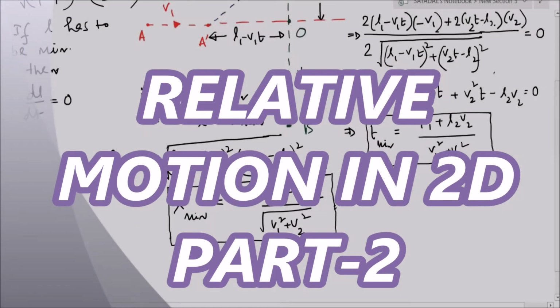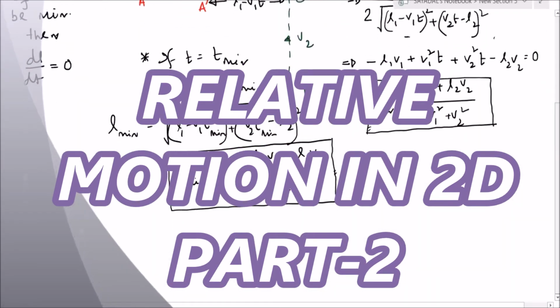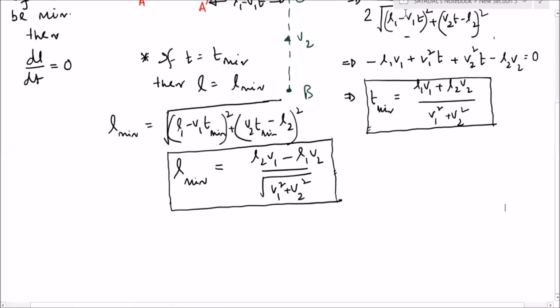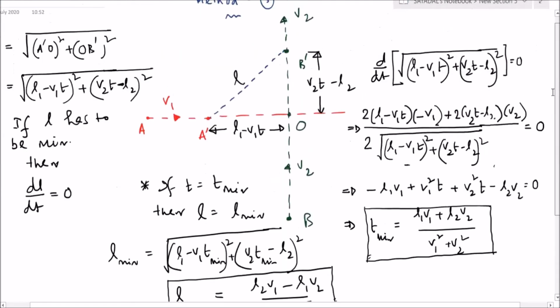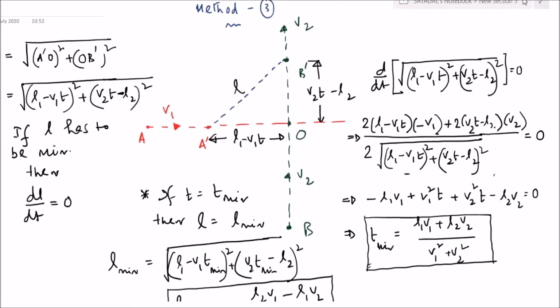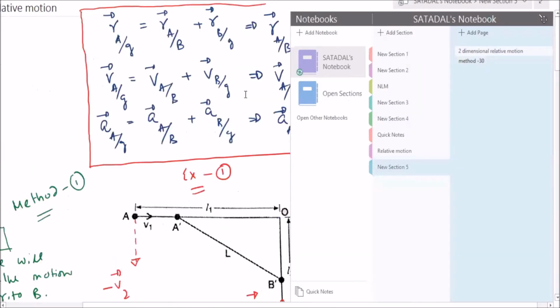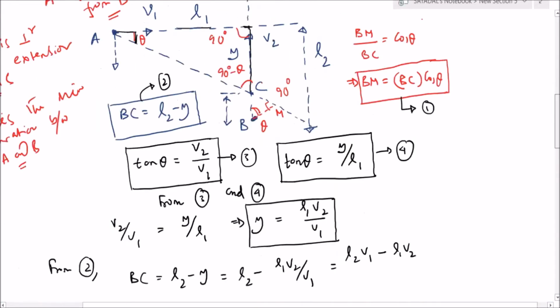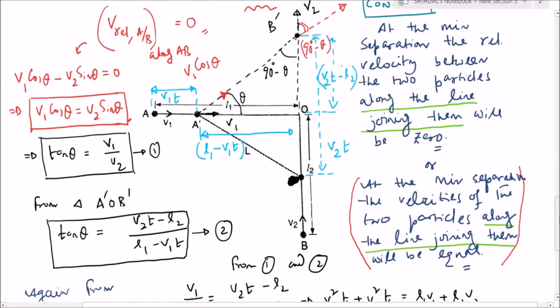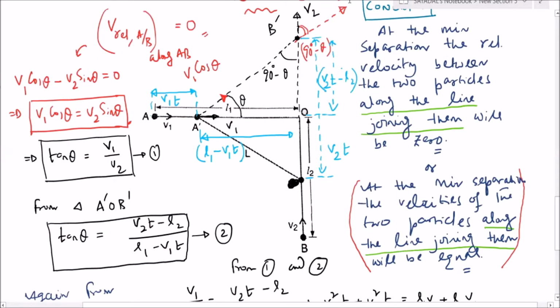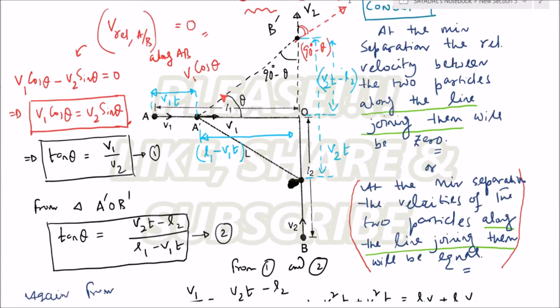So I think we have worked out up to method 3 right now. Please respond to me. Yes, Pushkar? Can you show me the method 2 diagram, please? Method 2 diagram. Okay. This is the method 2 diagram. Yeah, right here. Okay, thank you, sir.